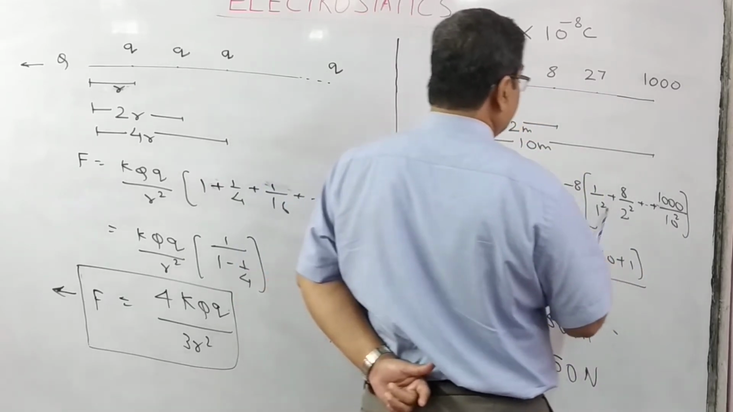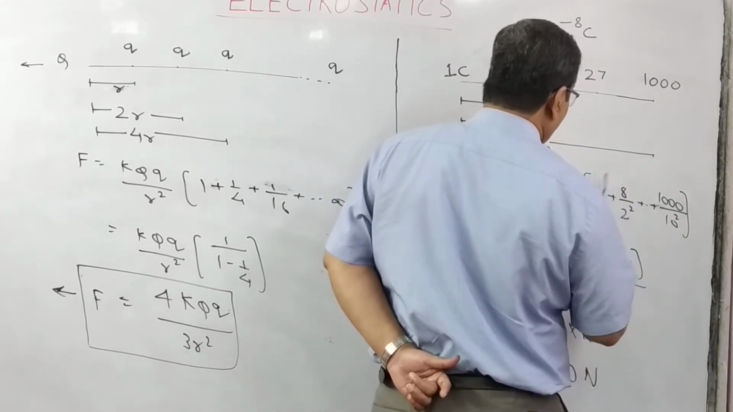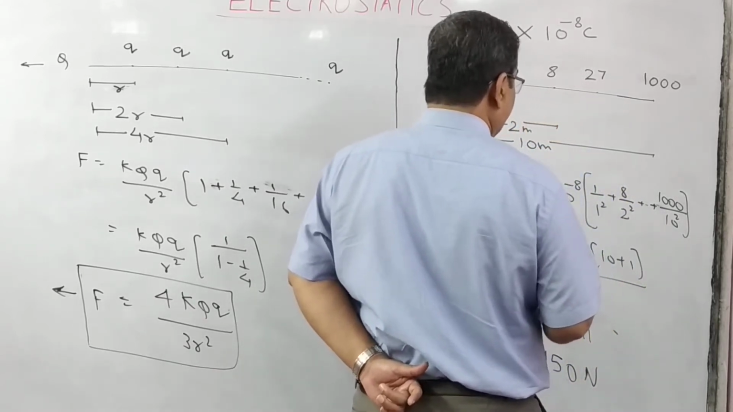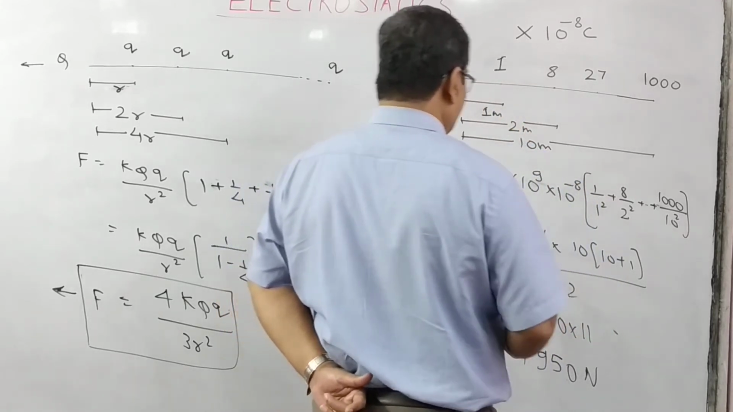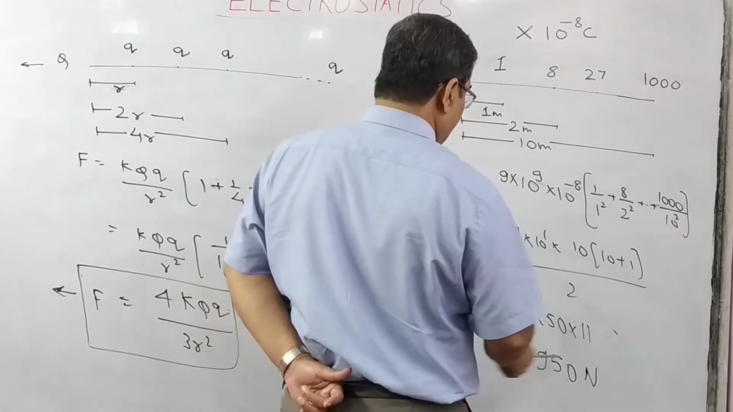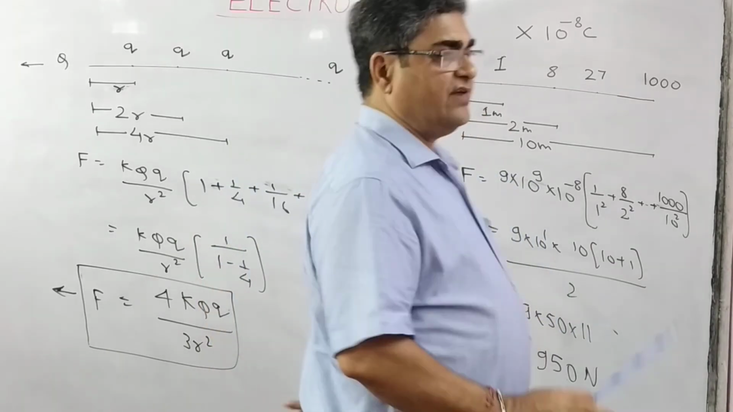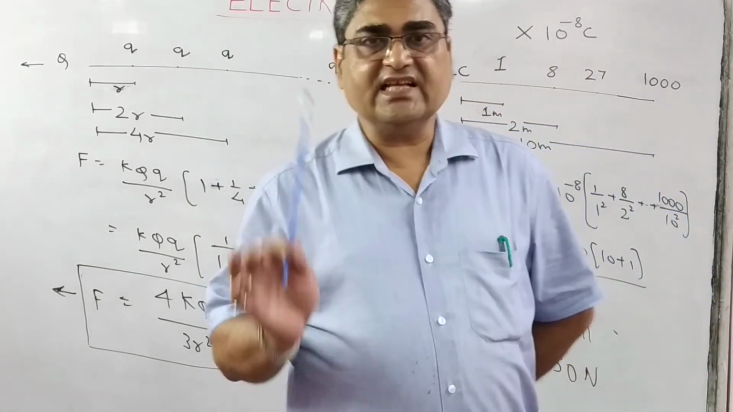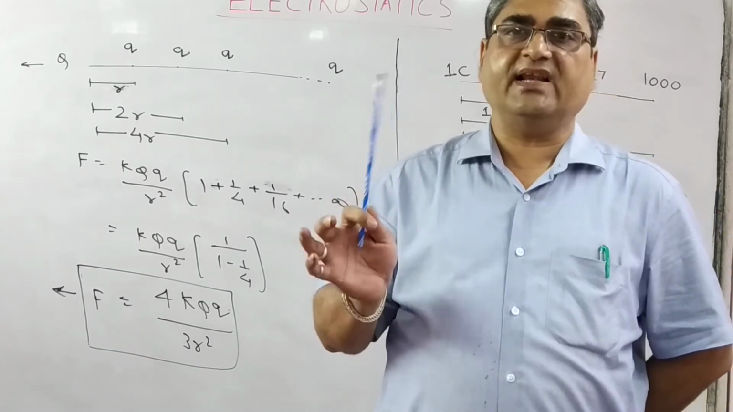So what is the limit of the series? The limit of the series is from 1 to 10. Okay, so the answer will be what? 10 into 10 plus 1 upon 2. Okay, so what is the final solution of the question? This is 9 into 50 into 11. After solving, we will get 4950 Newton. So the net force experienced by the 1 coulomb charge will be equal to 4950 Newton in minus x direction.